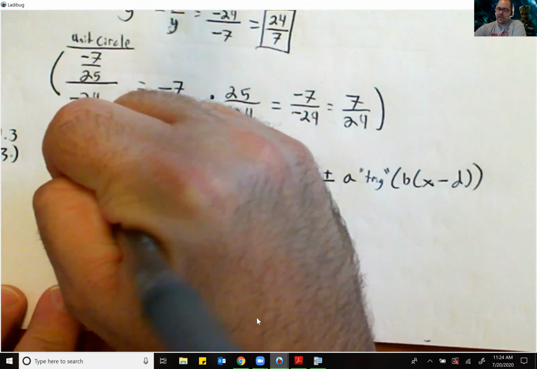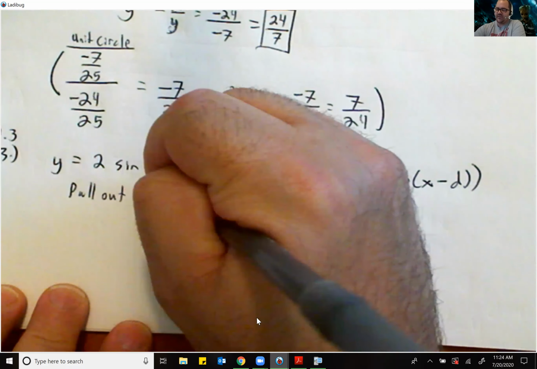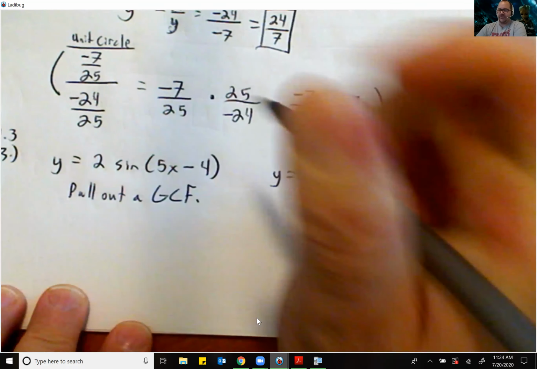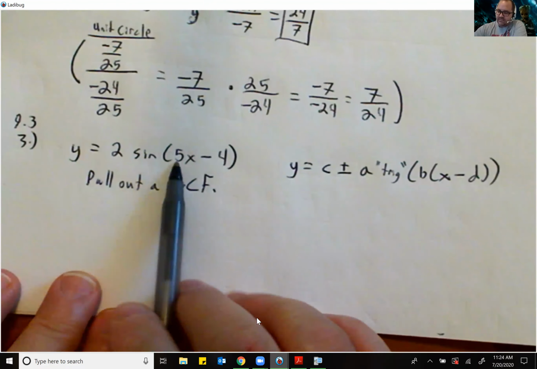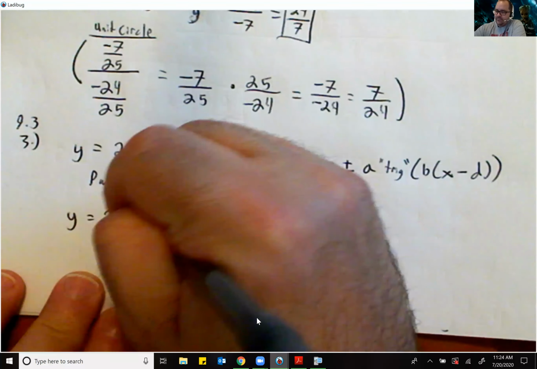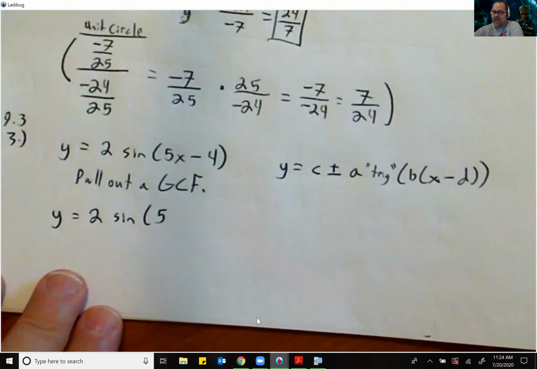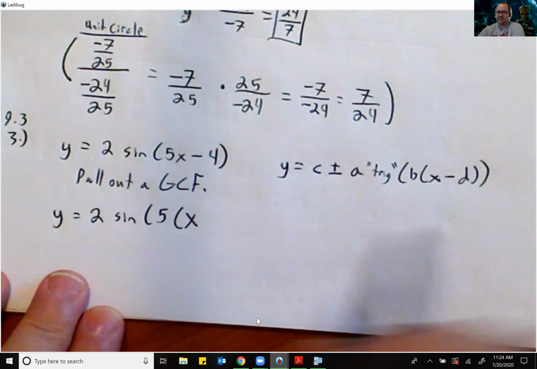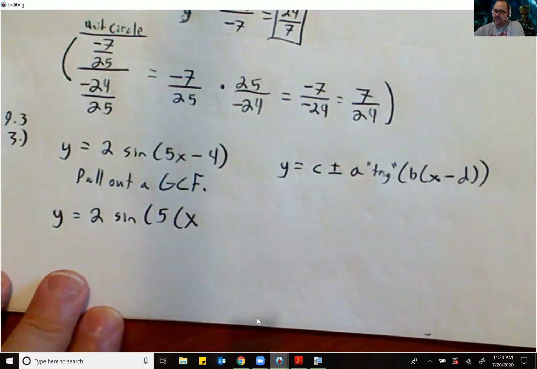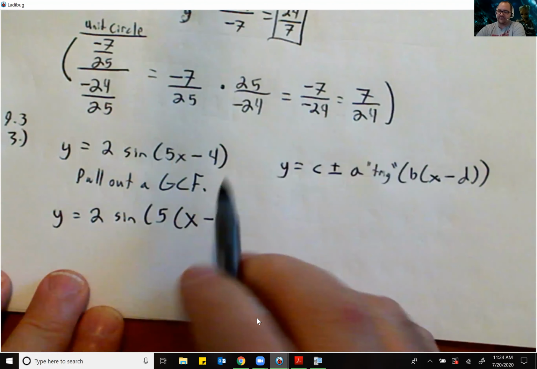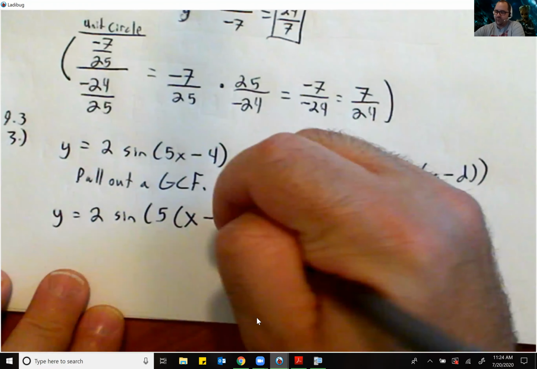pull out a GCF. And that GCF is always the number in front of X. So what we're really looking at is this. We're going to pull out a 5, and that's going to leave us with X. See, 5 parenthesis X. Oh, look, B parenthesis X. And then minus, and then because we're pulling out a GCF, that just means we divide everybody in here. So this gives us 4/5.